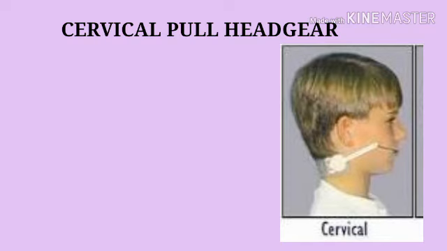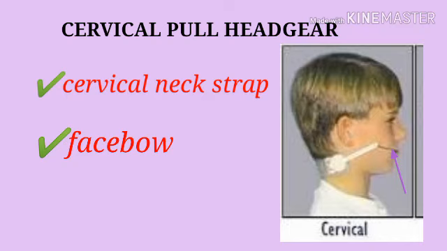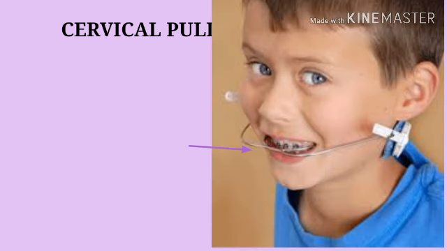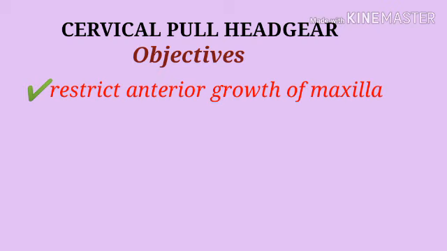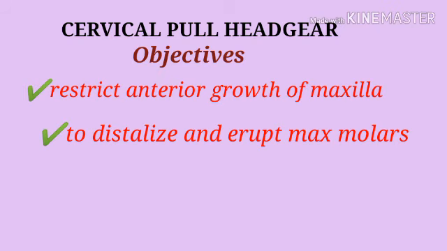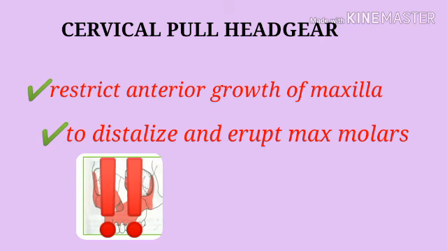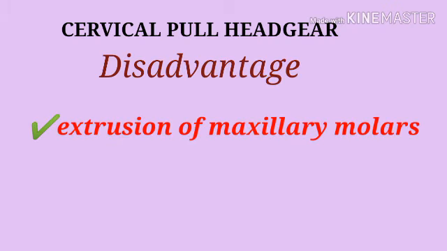Cervical pull headgear consists of a cervical neck strap and a standard face bow inserting into the headgear tubes of the maxillary first molar attachments. The objectives of treatment with these types of headgear are to restrict anterior growth of the maxilla and to distalize and erupt maxillary molars. So once more, the main objectives are to restrict anterior growth of the maxilla and to distalize and erupt maxillary molars. The main disadvantage of cervical pull headgear is extrusion of maxillary molars.